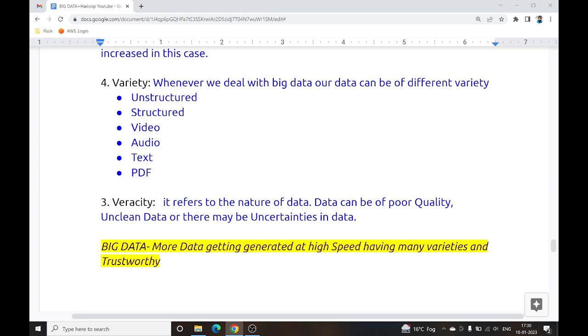Okay. So if I talk about another definition of big data, it is more data getting generated at high speed, having many varieties and trustworthiness. So if that is big data, it can have many varieties of data, it can have chunks of volume of data, it can have veracity of data, data might be in poor quality. Okay, so this was all about the introduction part of big data.